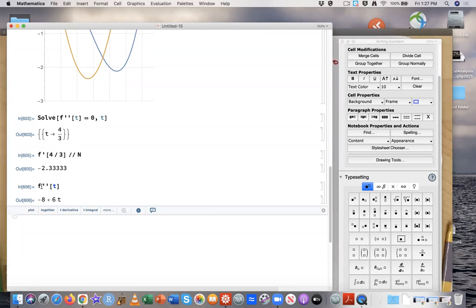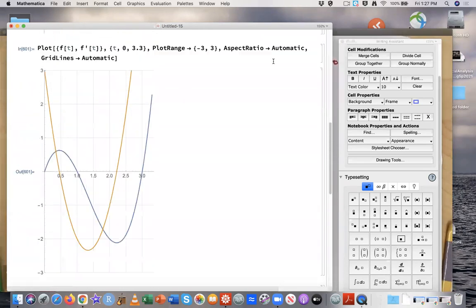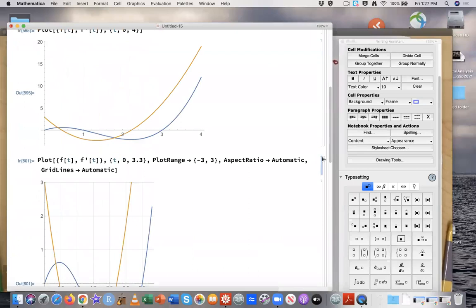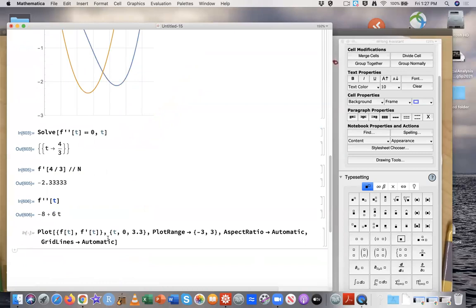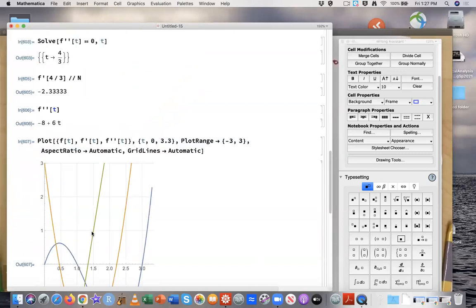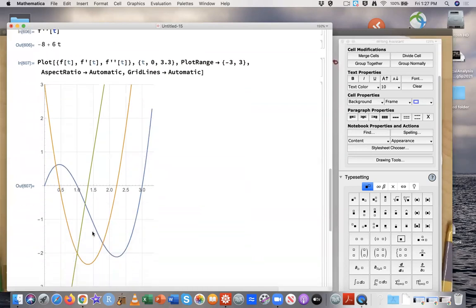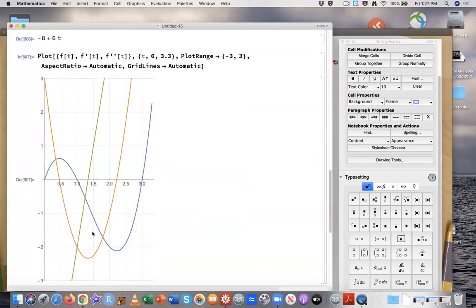Can you graph the acceleration too? Sure. Let's do it. Let's copy and paste, and just put an F double prime in here, put a comma, then F double prime in T. The green graph is the acceleration. Notice acceleration can be positive or negative. It's more difficult to interpret it that way, though.